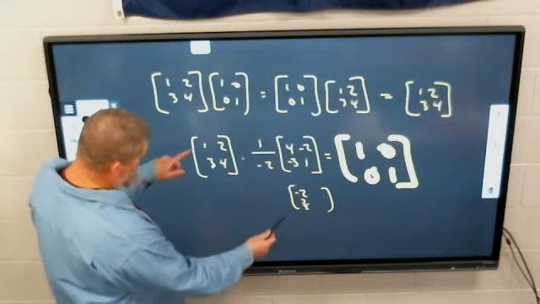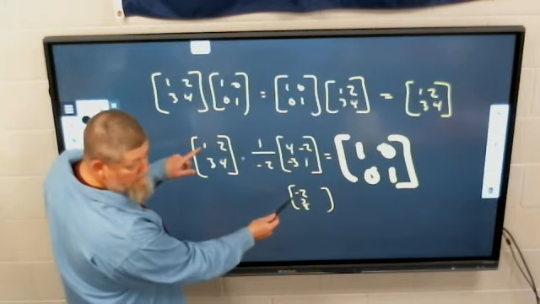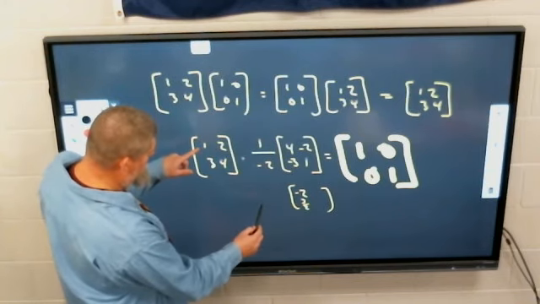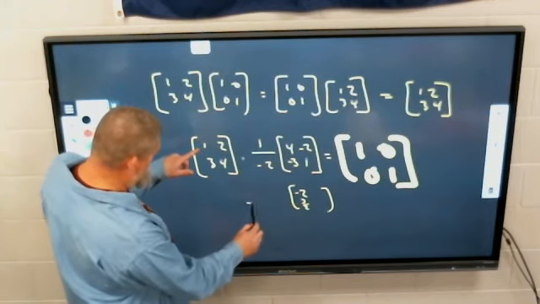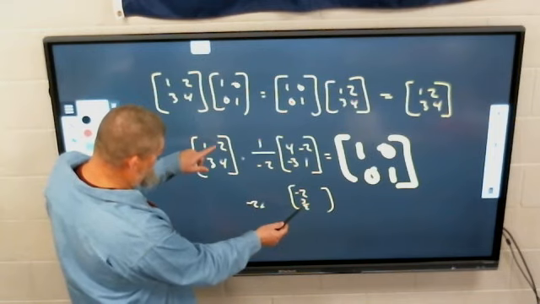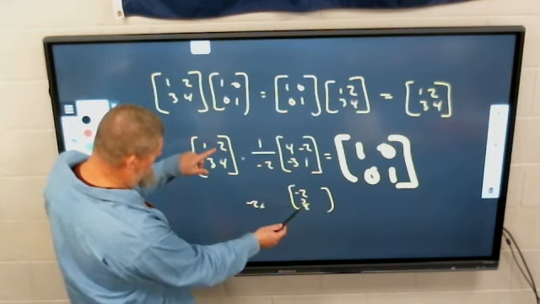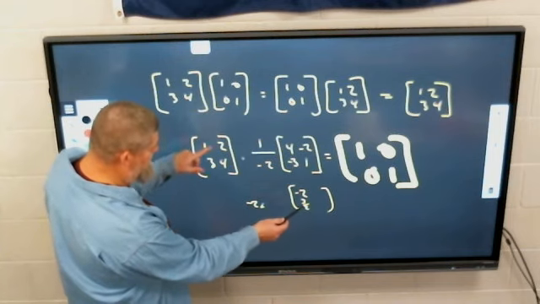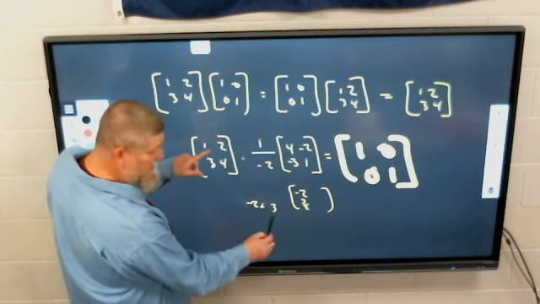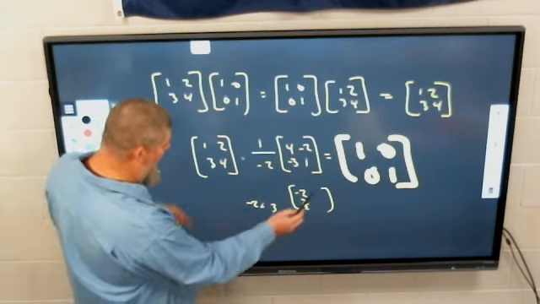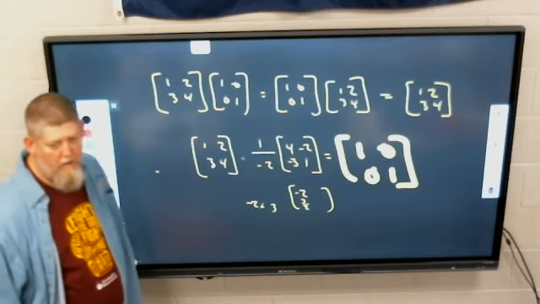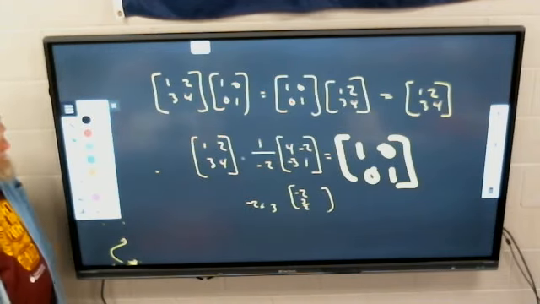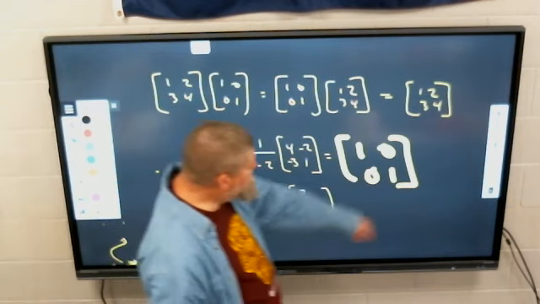So if I take 1 times negative 2, that is negative 2. Plus, what's 2 times 3 halves? 6 thirds. It's 3, right? Yes. What's negative 2 plus 3? Okay. All right, so how do we use this?